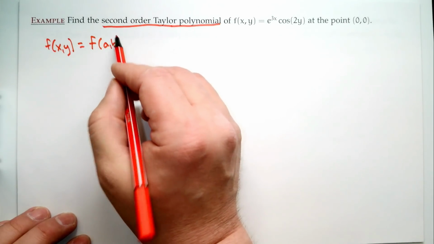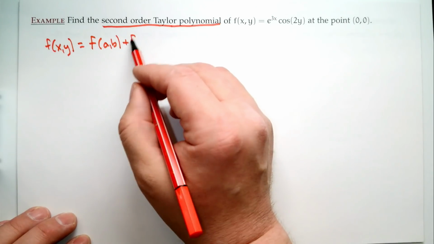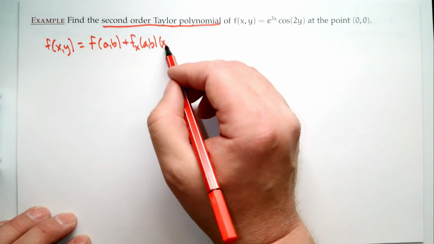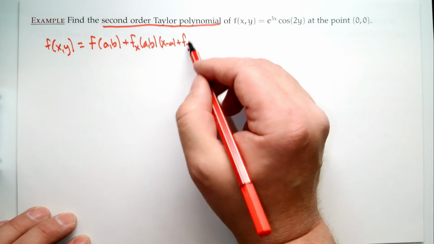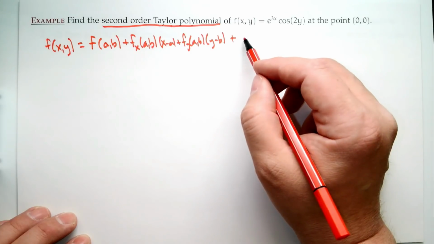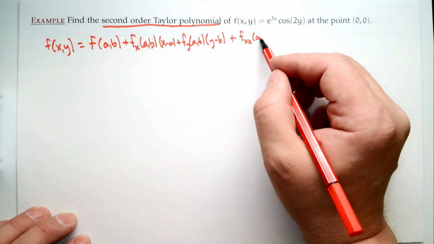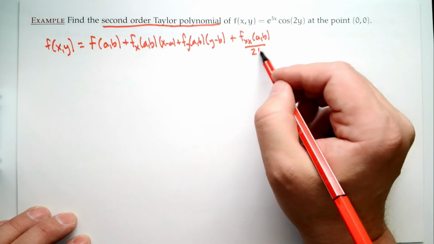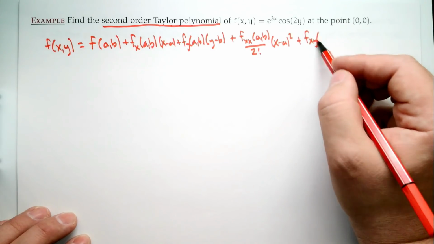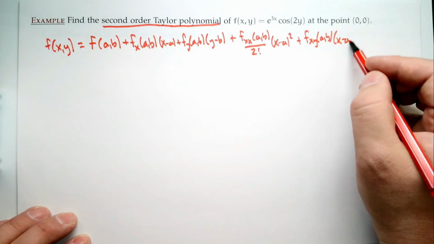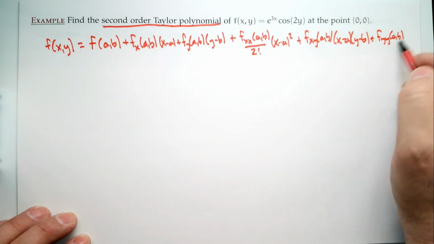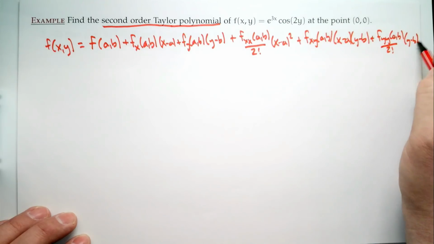f of a comma b, so it's the value of the function. Then you go to the first derivatives. So f sub x evaluated at a, b times x minus a plus f sub y evaluated at a, b times y minus b. And then you go to the second derivatives. So f_xx evaluated at a, b over 2 factorial times x minus a squared plus f_xy at a, b times x minus a, y minus b, and then plus f_yy at a, b over 2 factorial times y minus b squared.